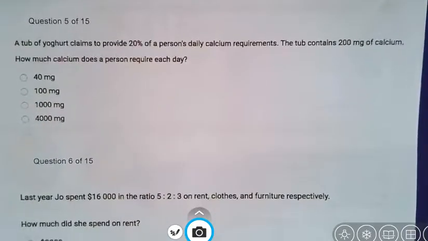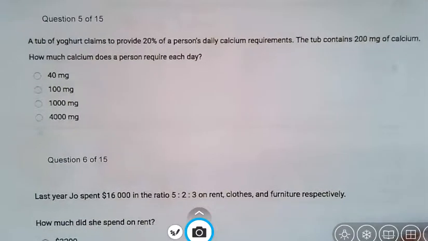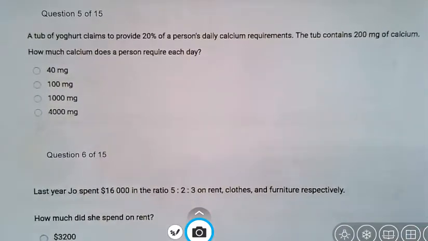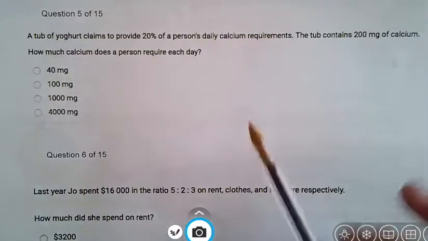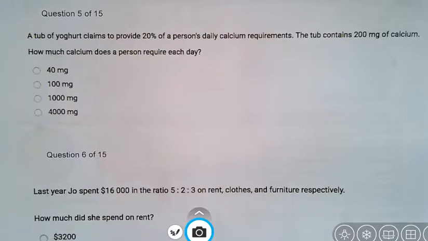Okay? Now, question 5. A tub of yogurt claims to provide 20% of a person's daily calcium requirements, and the tub contains 200 milligrams of calcium. So that's 20% of your daily requirements. Tell me, when you see 20%, what do you think? If you want to know about the whole day, what percentage should I be working out? The whole amount.